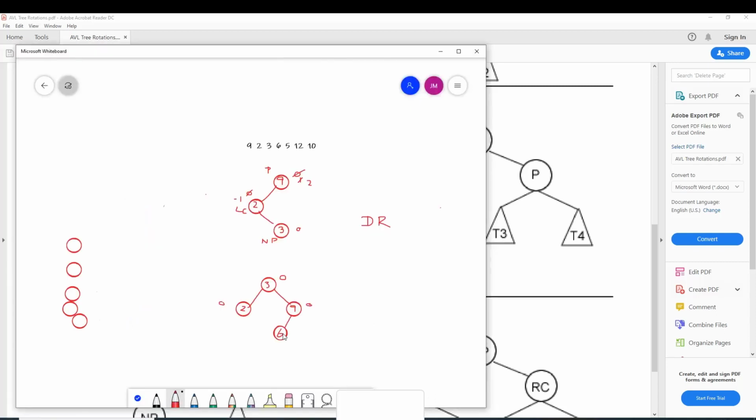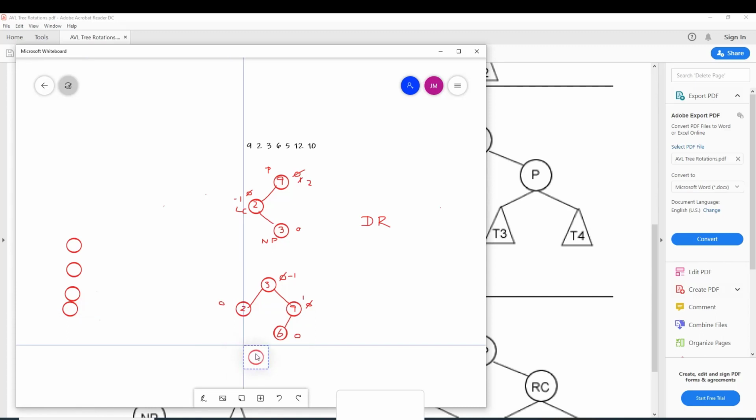And now if I do balance factors, 0, this is a 1 minus 0, so this is a 1. This remains a 0. This is a 1 minus 2. So this is a minus 1. And everything is fine. The next thing that I have to put in is a 5.